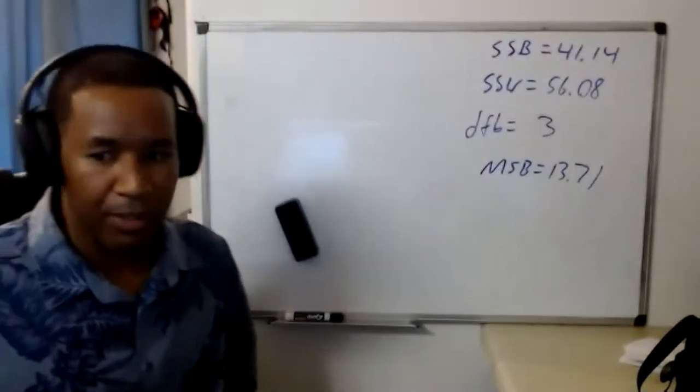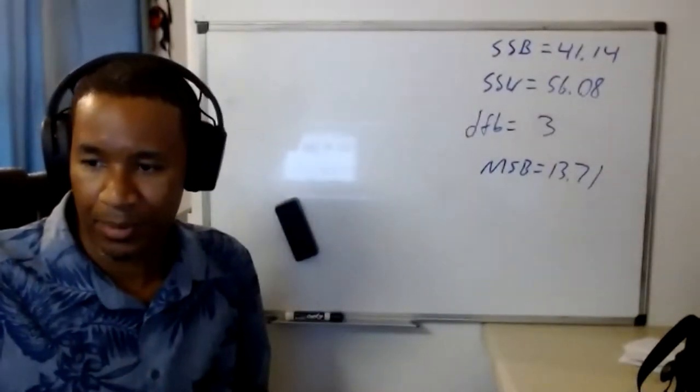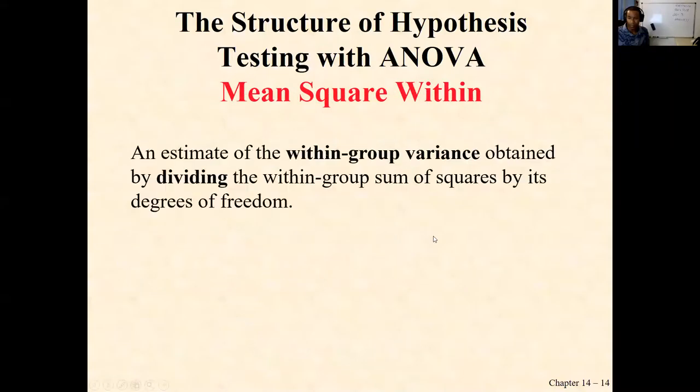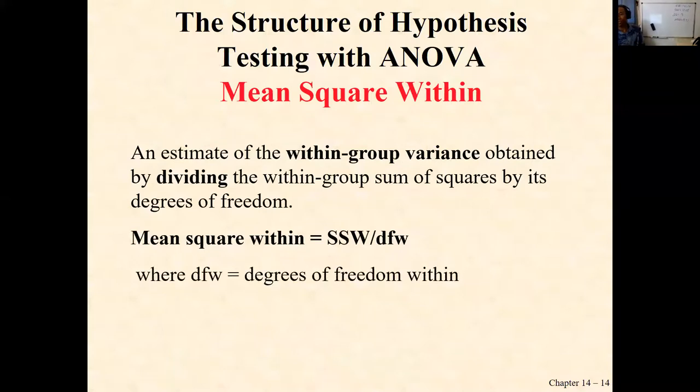Now what we need to do is find our MSW, which is the mean square within, which is an estimate of the within group variance, or how much variance you see within the samples themselves. Okay. And we're going to get this by dividing our SSW by our degrees of freedom within. So the within group sum of squares by the degrees of freedom within. Now, the MSW is SSW divided by DFW. How do we get DFW? The degrees of freedom within is N minus K, N being the total number of people in all the samples put together, and K being the total number of categories, the number of samples, okay?